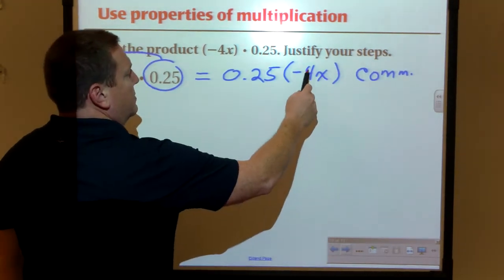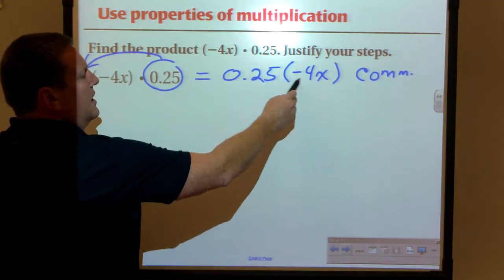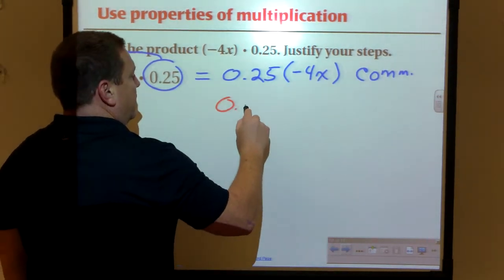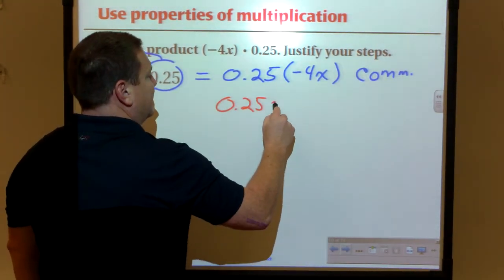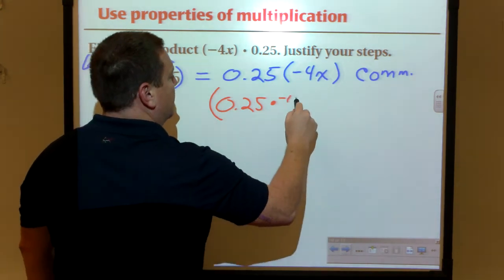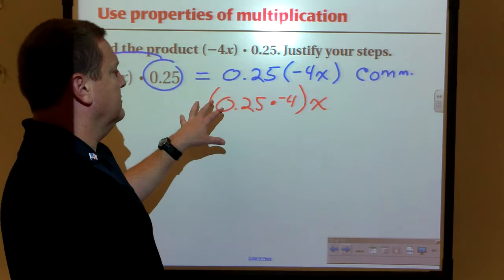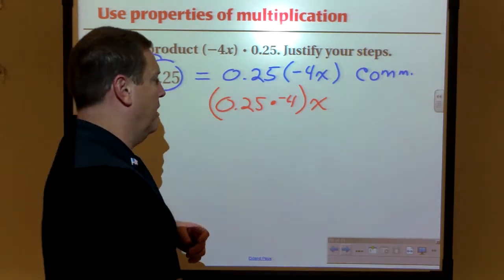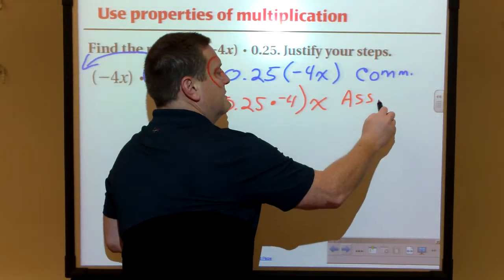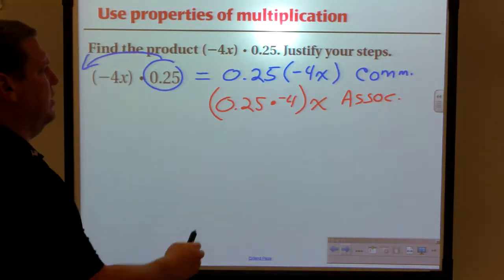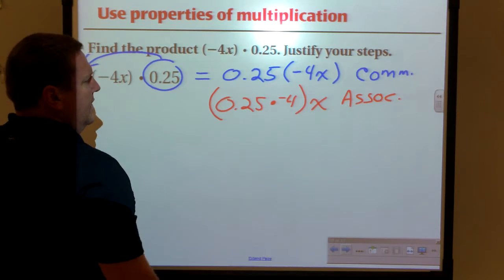Then I'm just going to regroup. Instead of doing the -4 times the x, I'm going to group the 0.25 and the -4. So 0.25 times -4, and then the x will be on the outside. And if I'm regrouping, changing the grouping, that's just the associative property of multiplication. Then we're going to go ahead and multiply these two together.